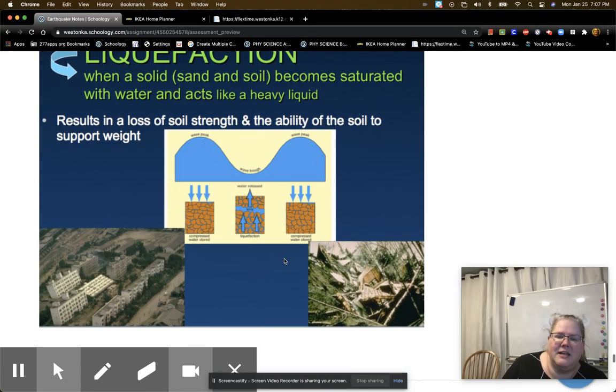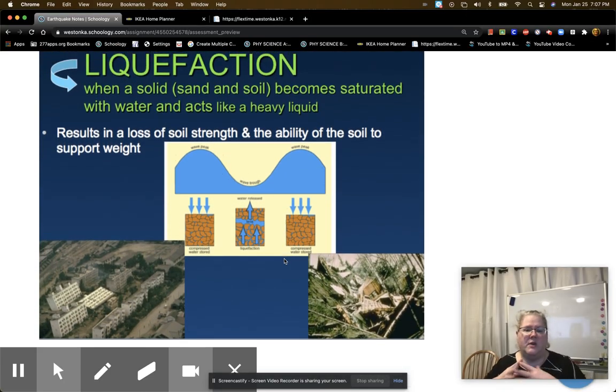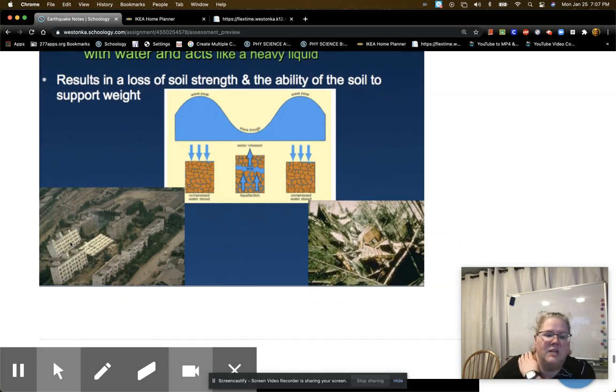So let's get back into that liquefaction. And there's a video on it, so that's what I'm going to expect you to do. It's when soil and water, or sand and water, becomes saturated and acts like a heavy liquid. Liquids don't like to hold stuff up. So it results in the loss of strength and the ability for the soil to support the weight, and literally, you fall down. This is liquefaction. Basically, these whole apartment buildings got sucked down. Think of it as massive quicksand. It's basically what it is.